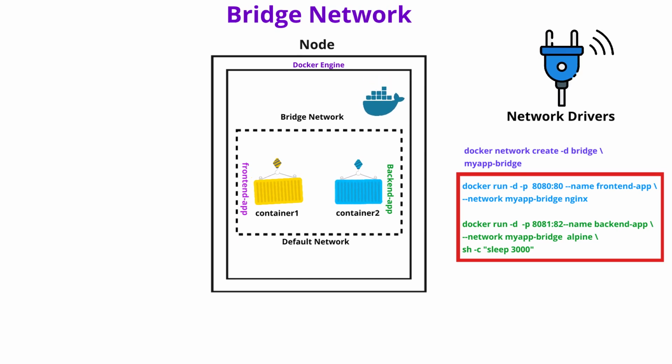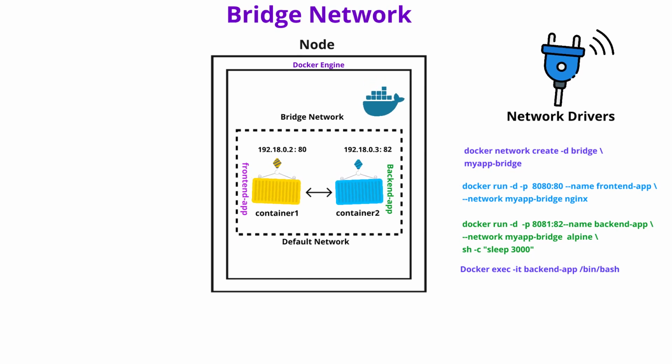So the two containers are launched within this bridge network, but what type of problem is this bridge network trying to solve? If you observe, container 1 and container 2 will get unique IP addresses within this network so that the containers can communicate with each other. Let's see how the containers are able to communicate.